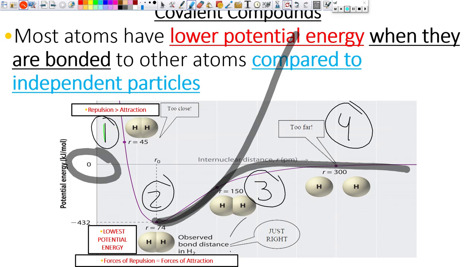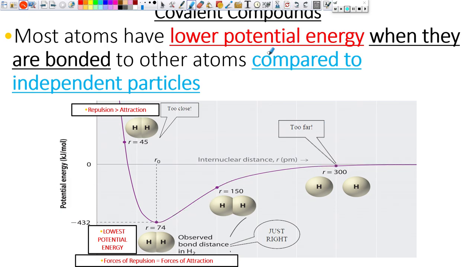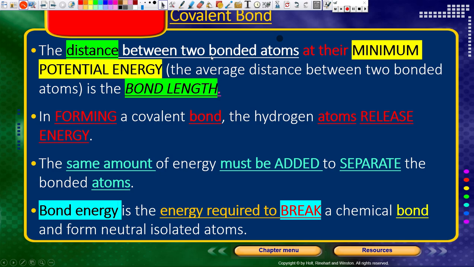So one more time, exact same sentence as the previous slide. Most atoms have lower potential energy when they're bonded compared to independent particles. So again, is there a sweet spot? Yes. Is there something that's being too close? Yes. Make sure you understand the components of that graph. Now, the top bullet and the bottom bullet are test questions.